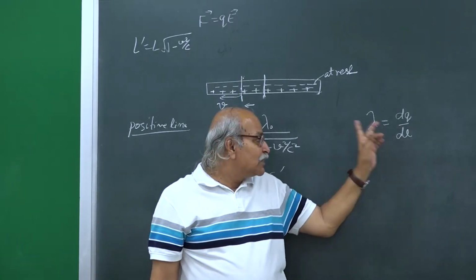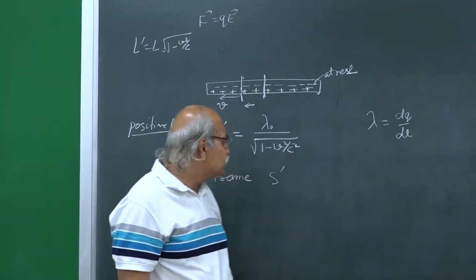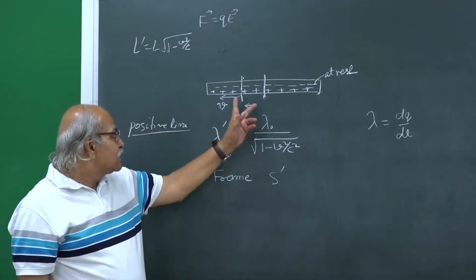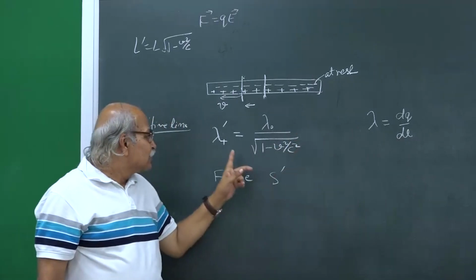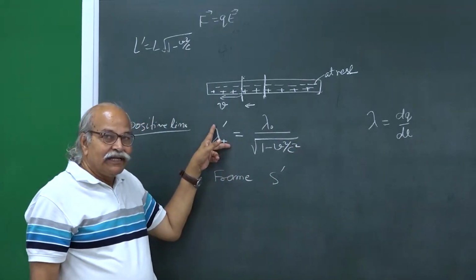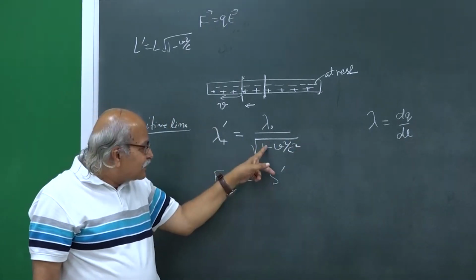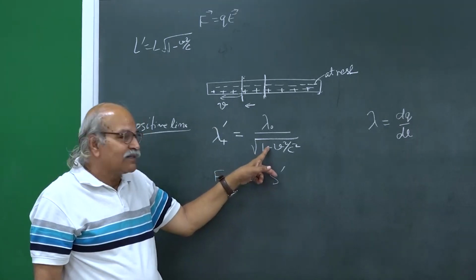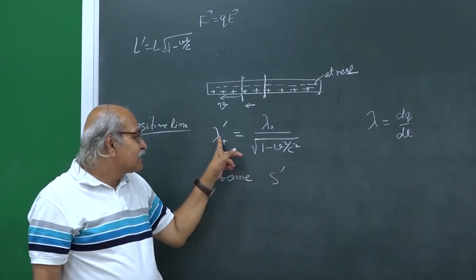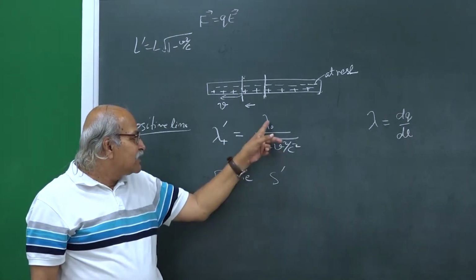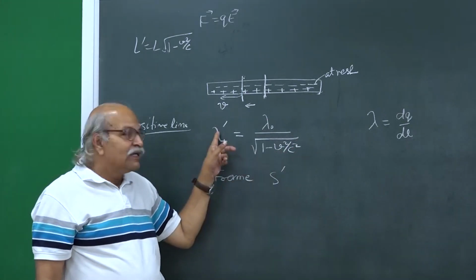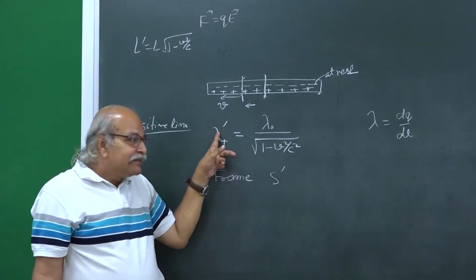So, that factor is the square root of 1 minus v square by c square, and the length is decreasing. So, the charge density is increasing. So, it is increased, and for getting that, this has to go in the denominator. So, that this is larger: this denominator is less than 1, and if you divide something by less than 1, then you get a larger number. So, it is this.